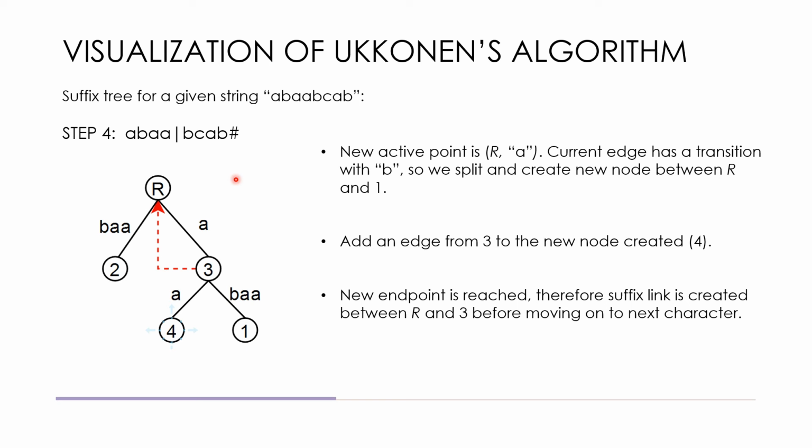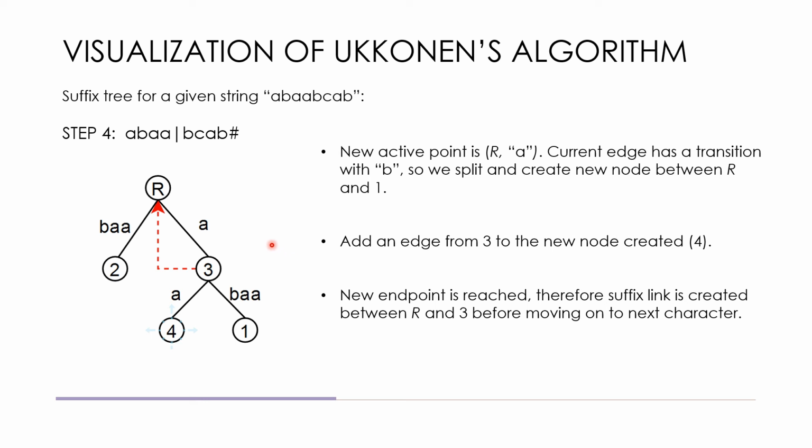After this, we now have to add the transition with the letter a from node 3 to the new node, and then we can go back to the root, and we see that there's already a transition with the character a starting at the root, which means that we have reached an endpoint. Since we made a split earlier, we now have to create a suffix link between node 3 and the root. After this, that's all we do for this step, and we proceed with the next character.